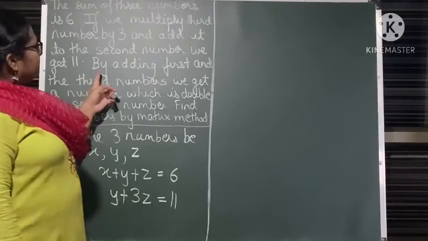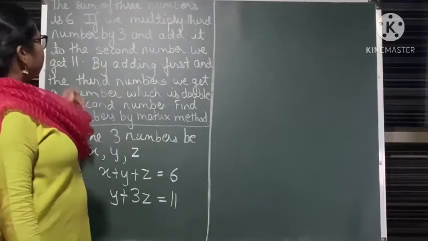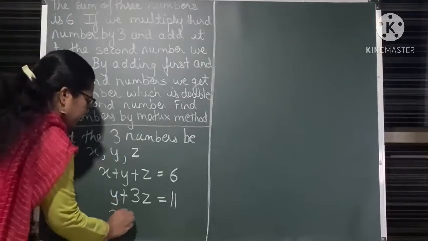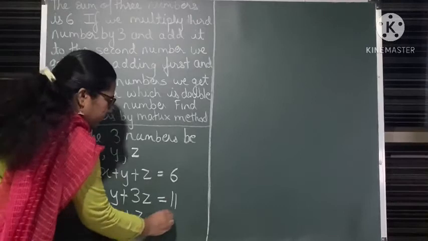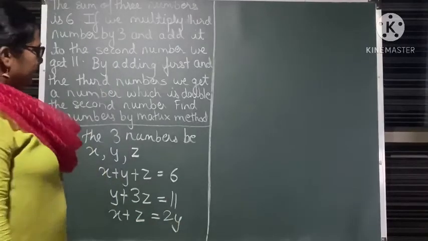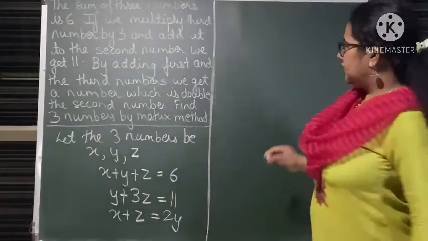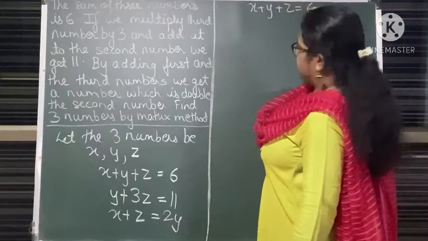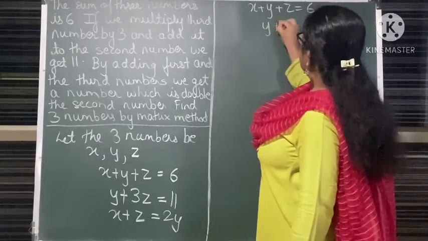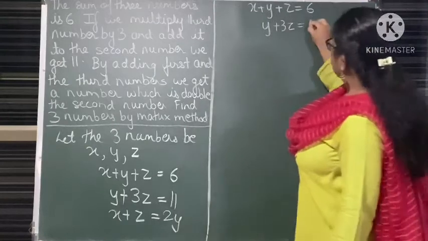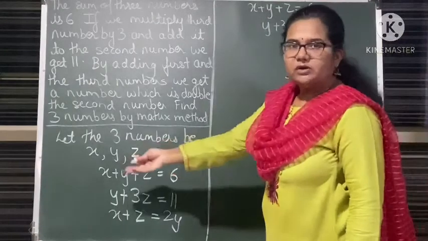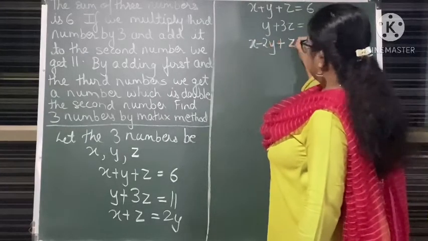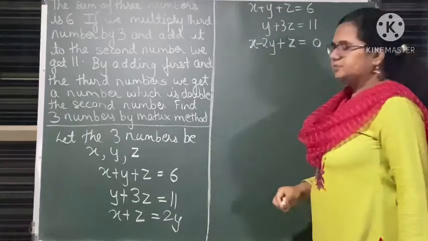Okay. Now third condition, by adding first and third number, we get a number which is double the second number. That is, first you add first and third number. This is equal to double the second number. So what are your three equations? First is x plus y plus z is equal to 6. Second equation is y plus 3z is equal to 11. And now we will take 2y on left hand side. So it is x minus 2y plus z is equal to 0. Okay.